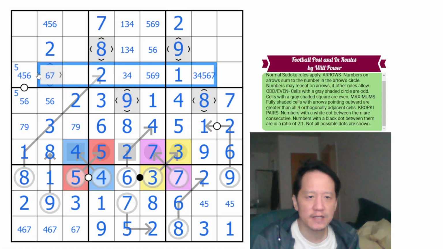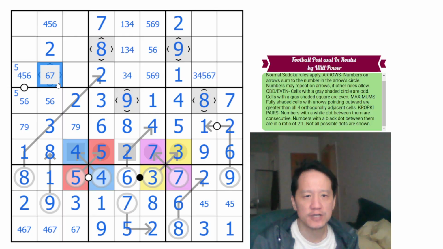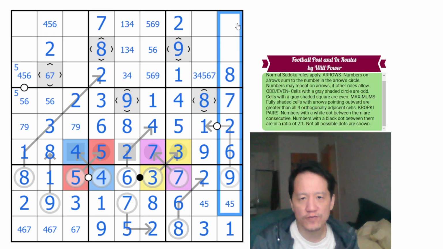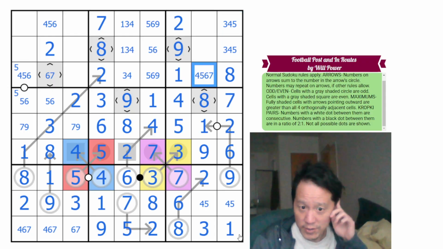Where is the 8 in row 3? It cannot be here because then it would be greater than the maximum, which is not allowed. It cannot be any of these cells. It has to be here. So therefore, this is an 8. Remaining digits here are 3, 4, and 5. So this is 3, 4, 5. This cannot be 3 because of this 3 now.